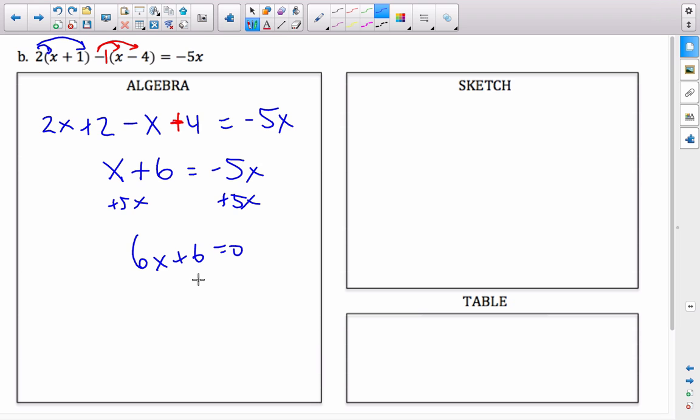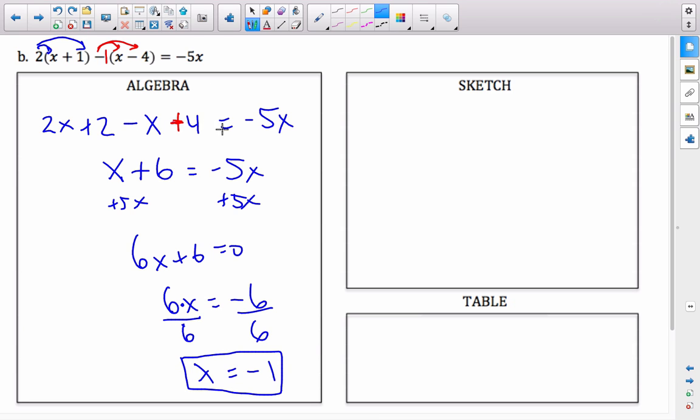There's a 6 that we want on the other side, so subtract 6 from both sides. Okay, so it's equal to -6. And then we need to get x alone. That 6 is connected to that x by multiplication. So we'll do the inverse operation. Let's divide by 6. Super. And so then x is -1. Okay, so that's algebraically how we can do it.